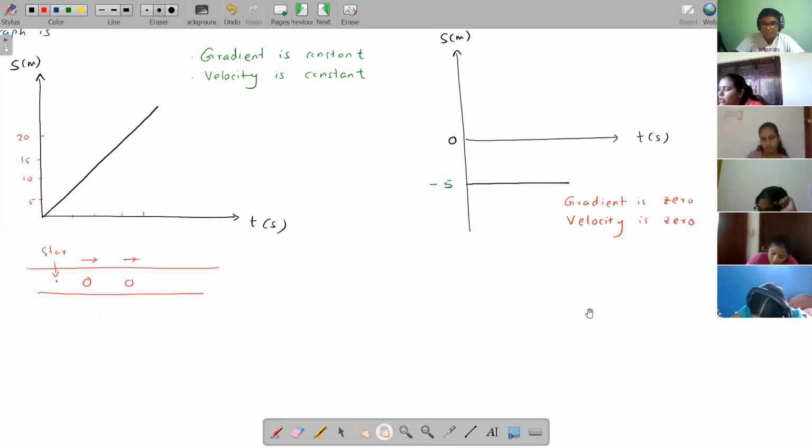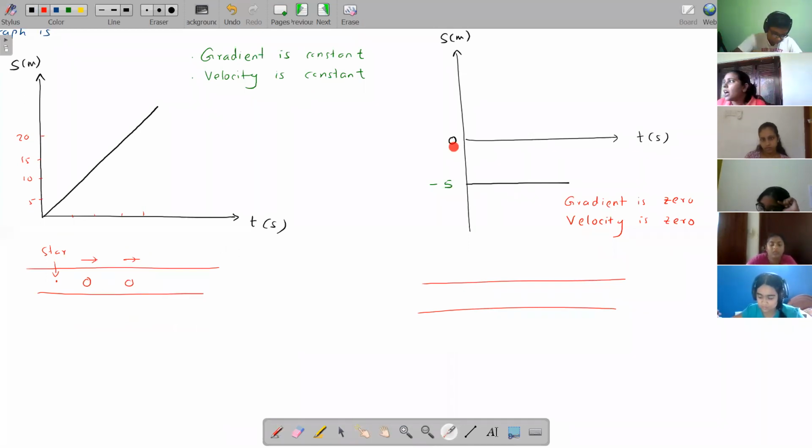So how will this object be located now? If you look at it from the point of view of wherever you started, so this 0 is the starting point. From the starting point, children, this object is where? It's displaced 5 meters, not to the right, but to the left. It has gone back. So now you have to understand. In displacement, you have a positive displacement and a negative. A positive displacement means where you are ahead of your starting point. A negative displacement means where you are behind your starting point.